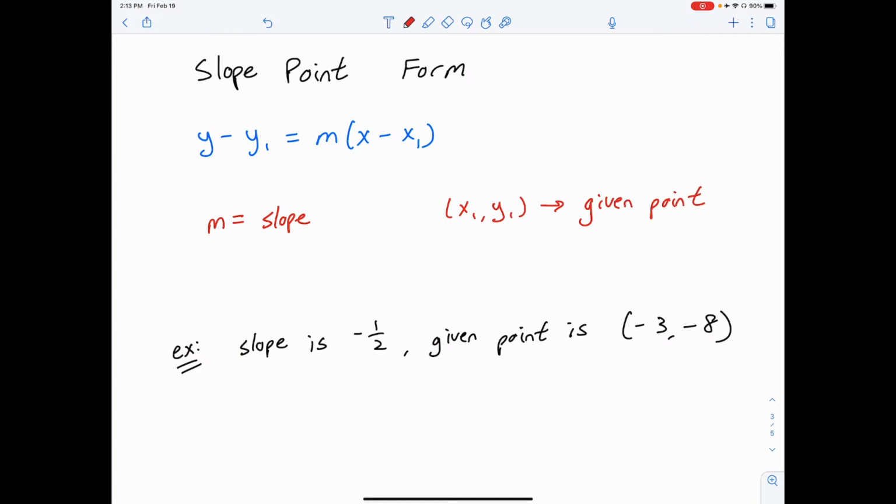For the example here, we're given that the slope is -1/2 and the given point is (-3, -8). So slope is -1/2 means that m is equal to -1/2. (-3, -8) is our given point, so that's x sub 1 and y sub 1. So let's plug it into our formula and see what we would get. If I plug things in, y minus y sub 1, that means y minus -8, equals m, which is -1/2, bracket x minus x sub 1, which would be -3.